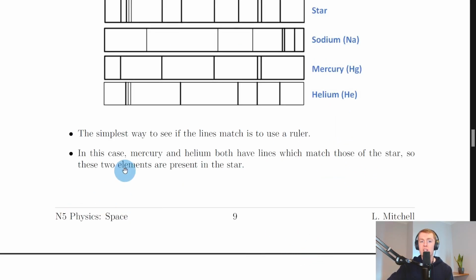So we can conclude here that in this case, mercury and helium both have lines which match those of the star, so these two elements are present in the star. And we'll practice doing this in the worked example video for stars and spectra.